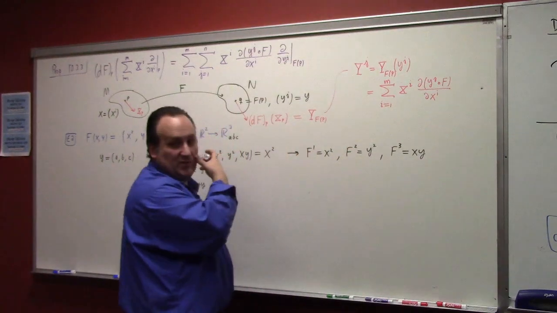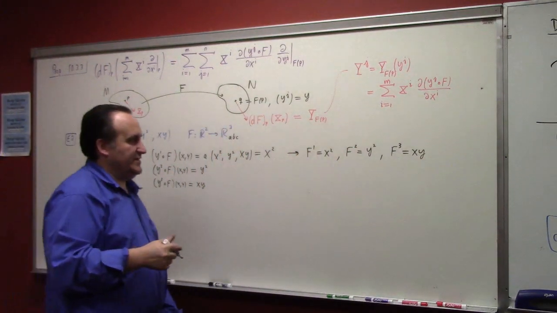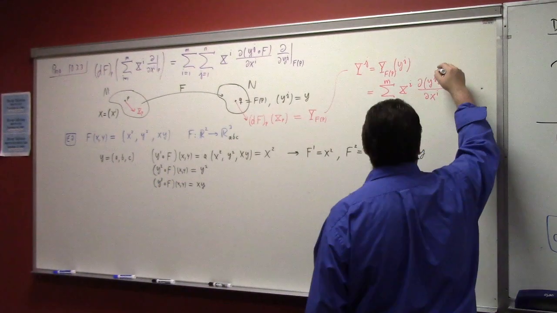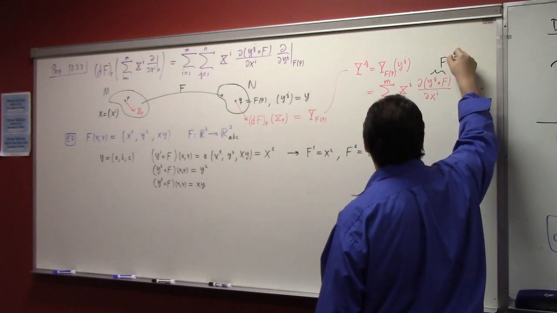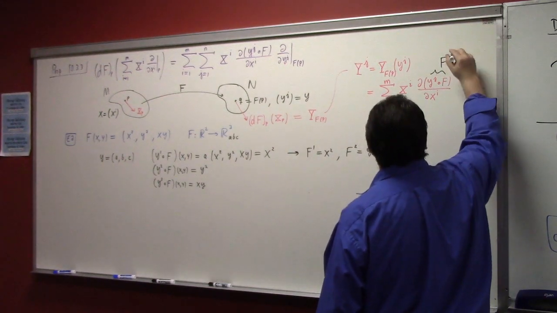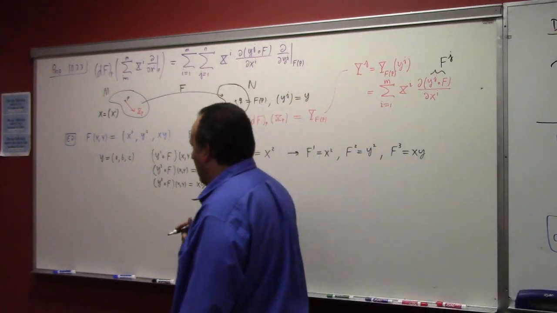That would be reasonable. That's what we tend to do in calculus. We don't write yj composed with f. We just write f upper j for the jth component function when there's no danger of ambiguity. There almost never is.